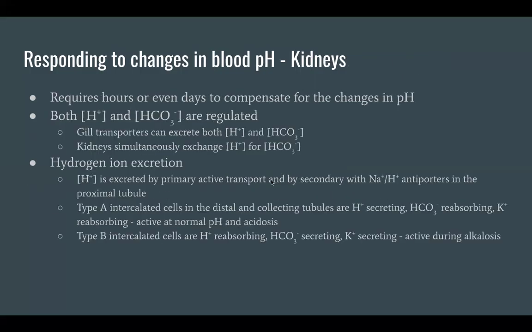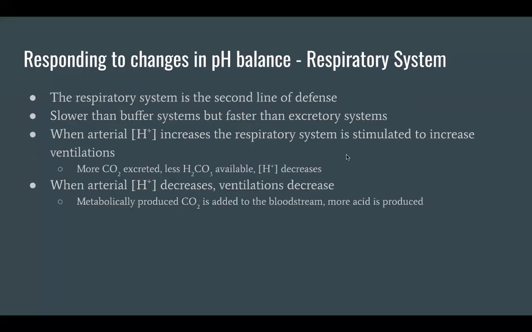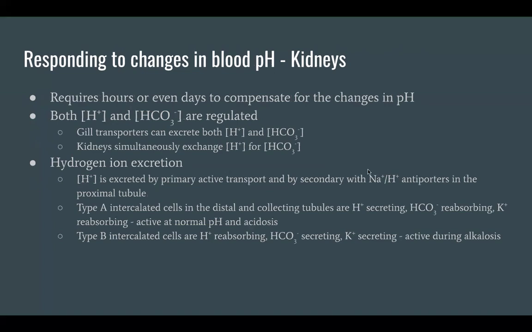And then acid base imbalances. The kidneys are the third line of defense, and this is the slowest method the body uses. For the response to become evident, it requires hours or even days. The kidneys regulate both the hydrogen ion concentrations and the bicarbonate ion concentrations.